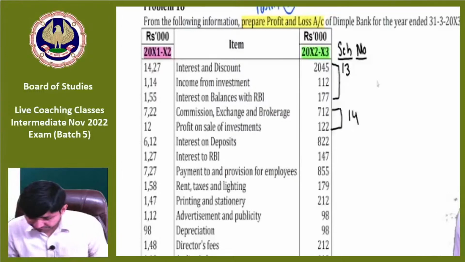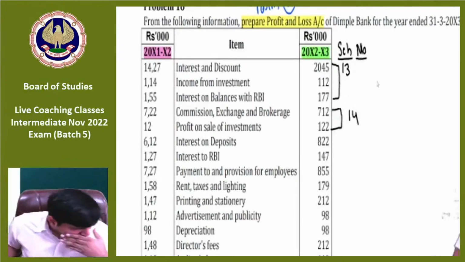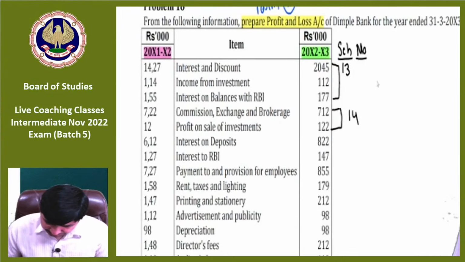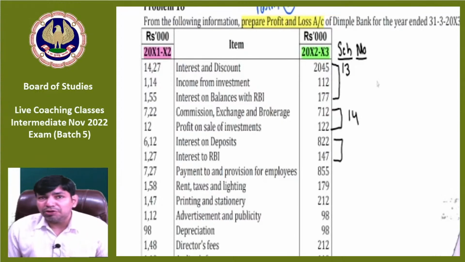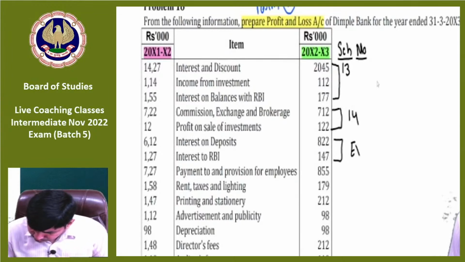Interest on deposit, 8,22,000. Sorry, 822. What is this? This is beta, expense. You know, interest expense to RBI means interest has been paid to RBI, or definitely the amount could have been borrowed from there. Now you will answer more reliably. These are expense, interest expense, which means schedule number 15.